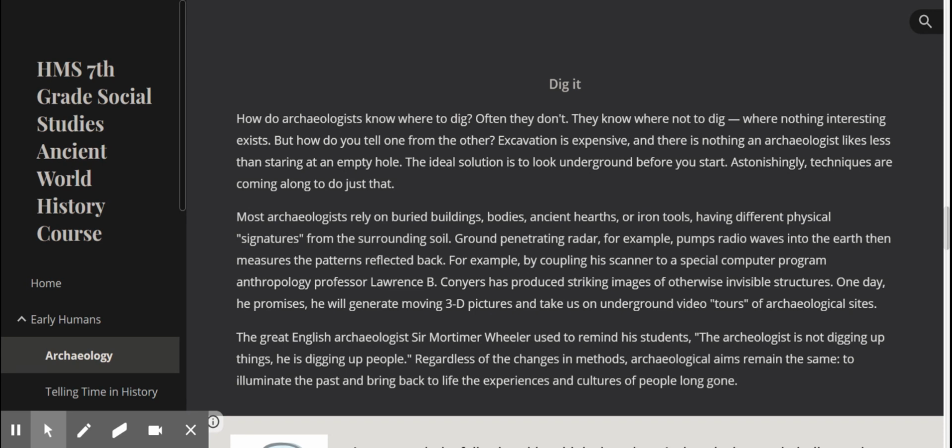The great English archaeologist Sir Mortimer Wheeler used to remind his students, the archaeologist is not digging up things, he is digging up people. Regardless of the changes in methods, archaeological aims remain the same: to illuminate the past and bring back to life the experiences and cultures of people long gone.